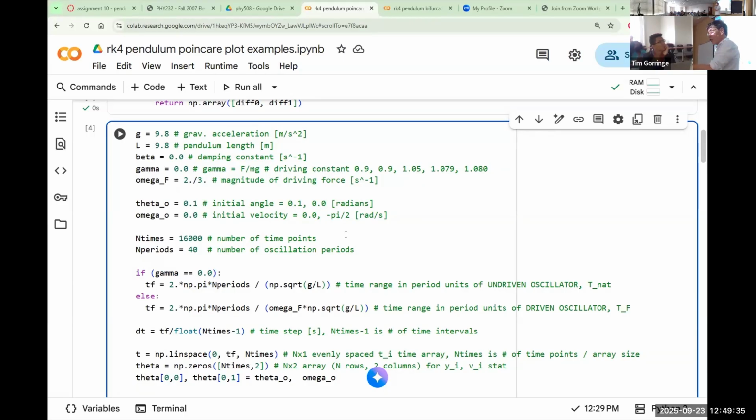If I don't have a driving force, I'm going to make the time range an integer number of natural periods. If I do have a driving force, I'm going to make it an integer number of driving periods. And that's because, if you don't have a driving force, you've got to use the natural period. If you've got a driving force, you're more interested in the driving force, so you pick the driving period. So that's what's done in these lines here. Is this big enough at the back? Or should I make it larger?